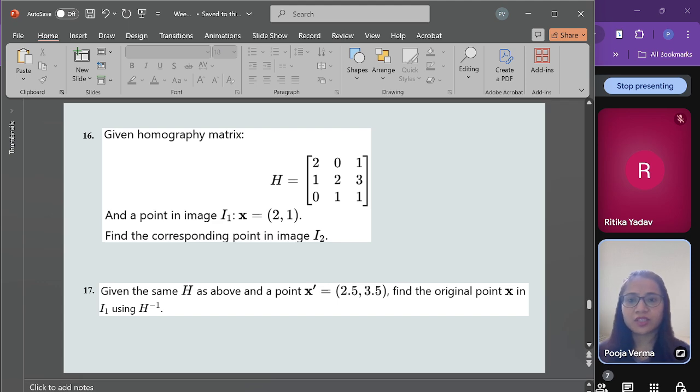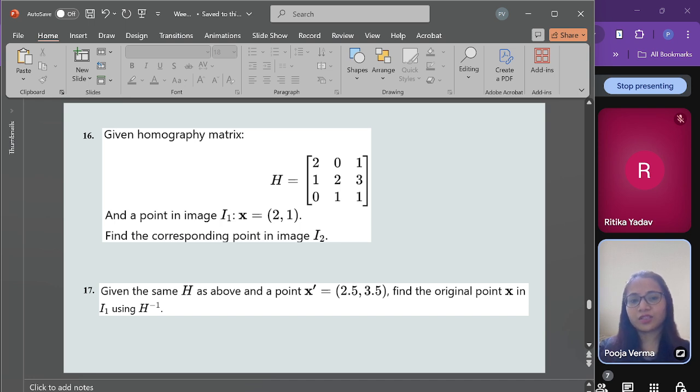Now the next question is: the homography matrix H is given, and a point X in image I1 is given. Now find the corresponding point in image 2. A similar type of question we have solved previously. So can you solve this question? The homography matrix H is given, and the point X in image I1 is given. Now we need to find the corresponding point in image I2.